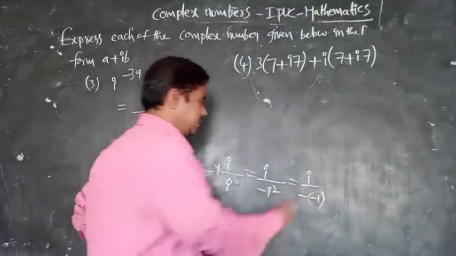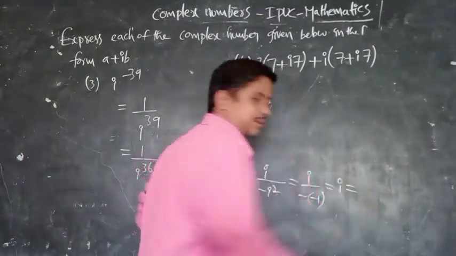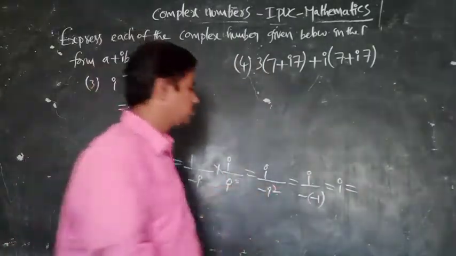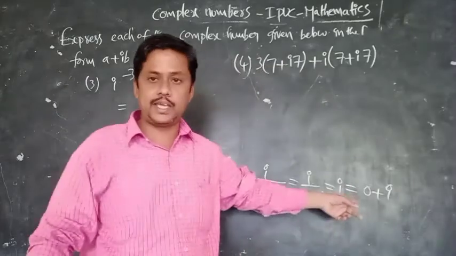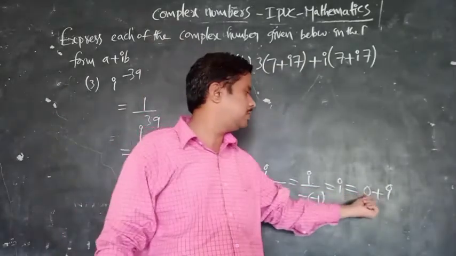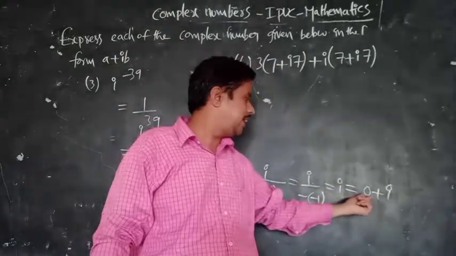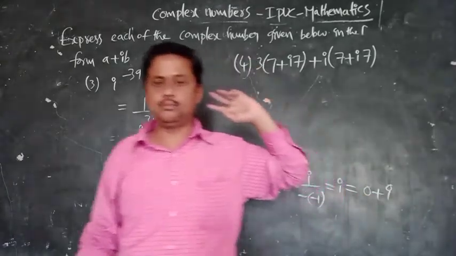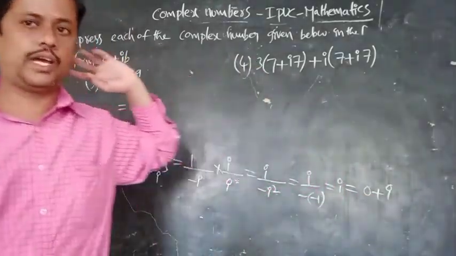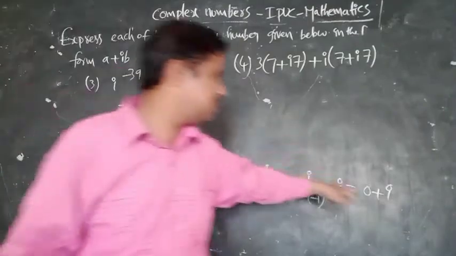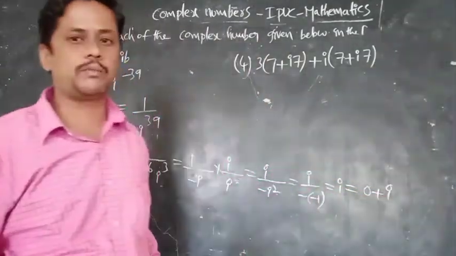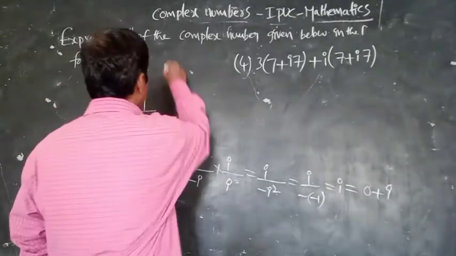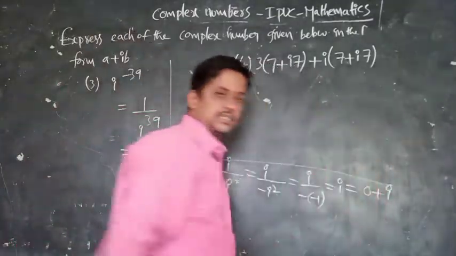So it is i divided by 1, which is i. We can represent it as 0 plus i. So this is a plus ib form. 0 plus i is i, where a is 0 and b is 1. b into i into 1. So b is 1. So a plus ib will be in that form. Now simplify the other ones. Okay, so this is the last question.